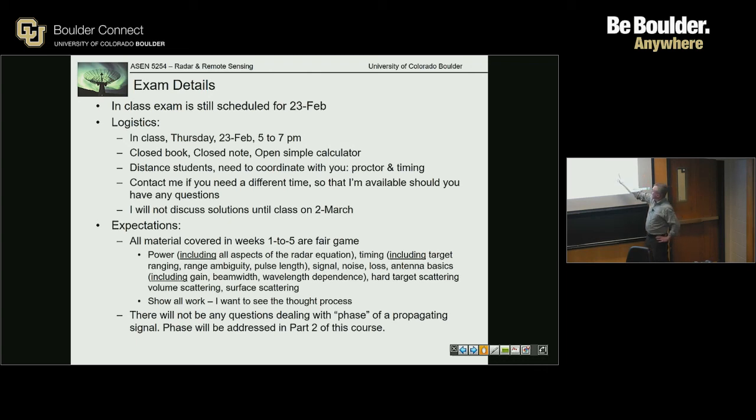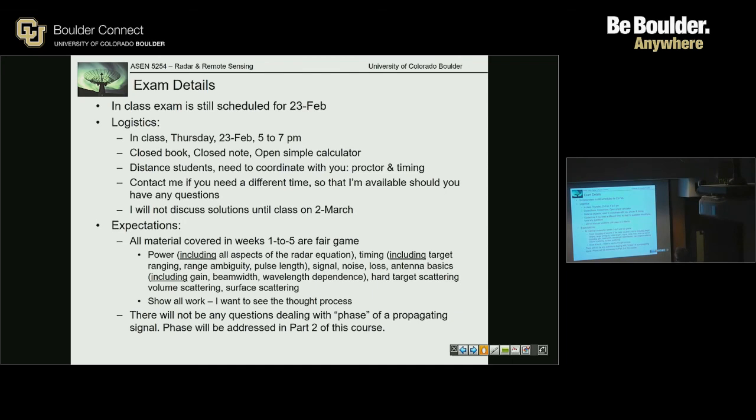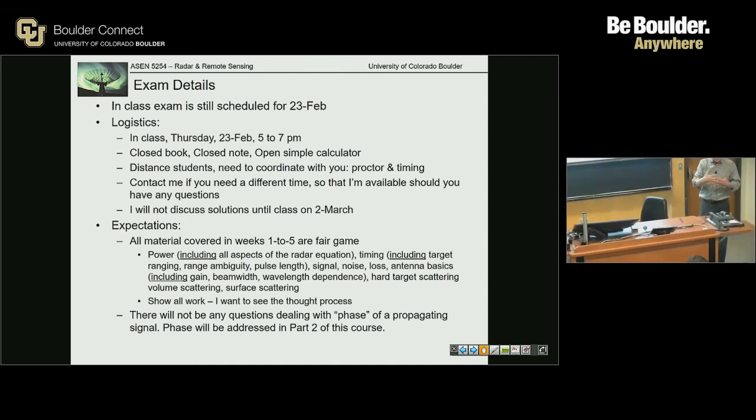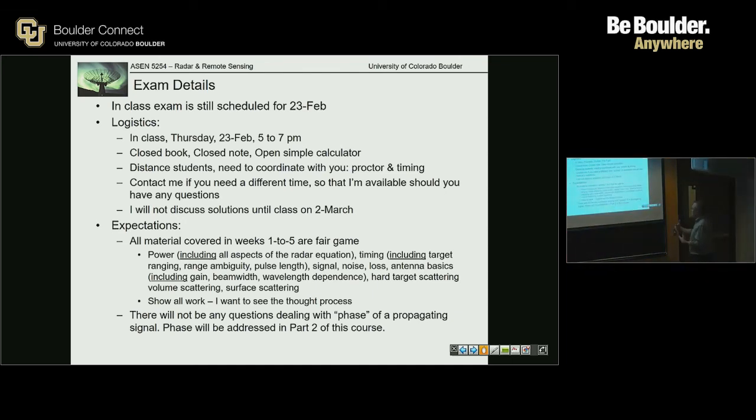We're up to this point right here. And from what I've seen so far, you guys are understanding it to a level where, from a systems engineering perspective, these are the components that you need to know. We've talked about hard target scattering. That's what your simulator was. We'll talk about volume scattering, where you now have targets distributed within the volume, not just a single target. And surface scattering is when the radar is coming down and hitting a rough surface.